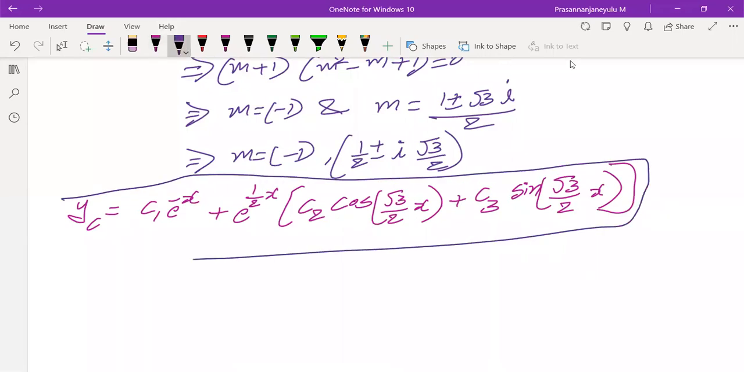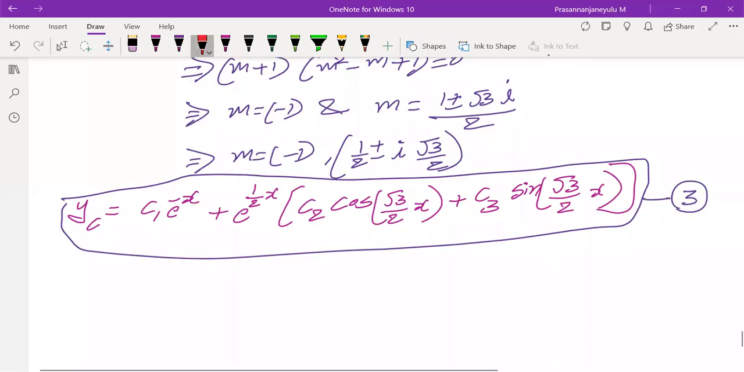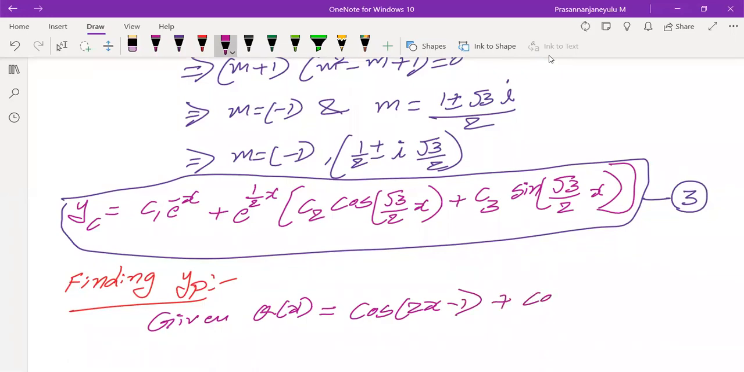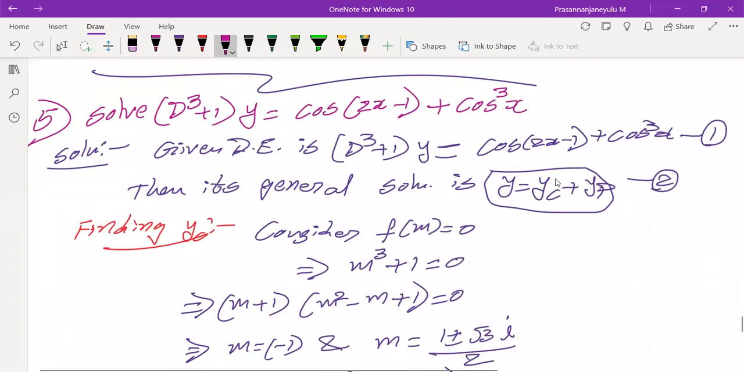I think we did not get any problem like this till now, so that is why I used this. I explained this. Now finding y_p. What is the procedure for y_p? For finding this y_p, I am going to first write what the given Q of x is. Given Q of x is equals to, yes, can anybody remember? I think cos of 2x minus 1 plus cos cube x. Let me check. Cos of 2x minus 1 plus cos cube x.